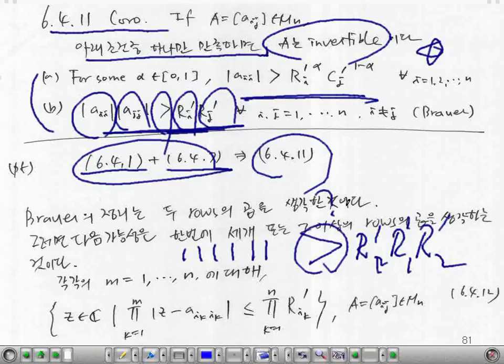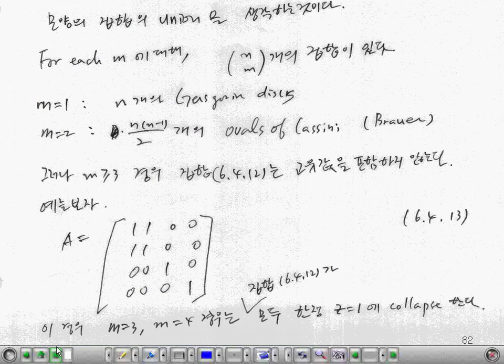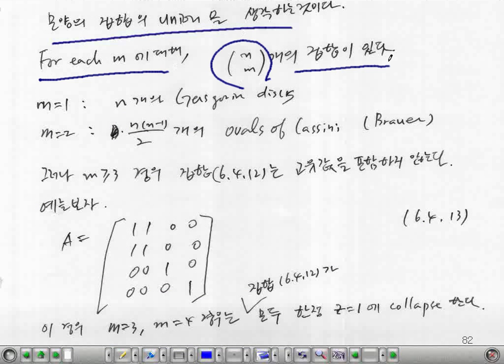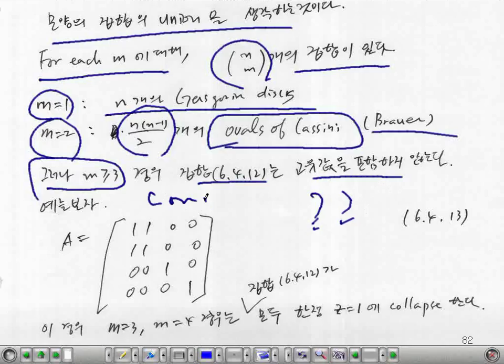It failed until 1982, when Richard Brualdi found the right generalization of it. For M, whether the eigenvalues are in this region or not, the union of this. So this is the generalization. When will it be true? For M there are this many sets. When M is equal to 1, this is the Gershgorin disks, and when M is equal to 2, we have this many ovals of Cassini. Then when M is greater than or equal to 3, is it true or not? This conjecture has been around for about 30 years.